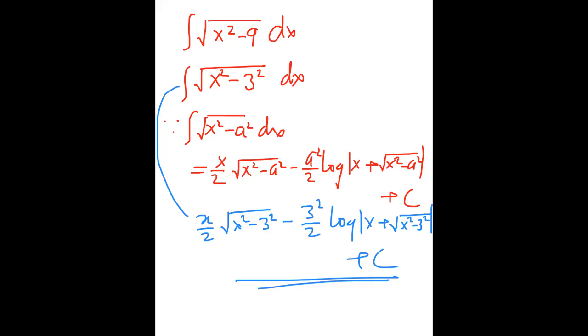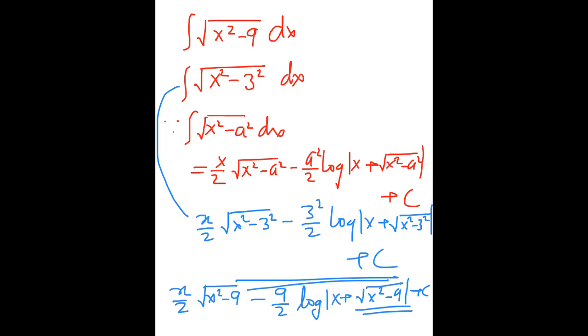If you want to convert it in the best way, x by 2 under root x square minus 9 minus 9 by 2 log mod x plus under root x square minus 9 plus c. This will be the final answer of the question. So we are able to do this kind of questions.